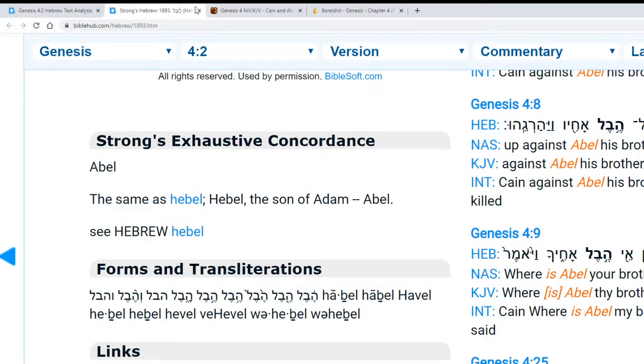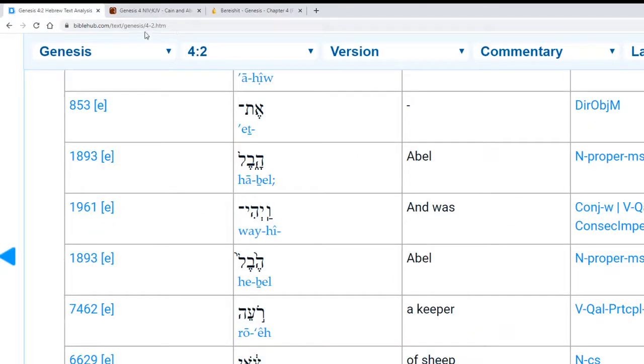And obviously, when and if we get there, we'll see the verb Havel, but this is the proper noun Havel. And it seems to me that the reason the Torah explains Cain's name but not Abel's name is because Hevel is a much more common word, right? It's a noun. Oftentimes in the Bible it's translated as vanity. So Hevel, and his life was fleeting. That's for sure.